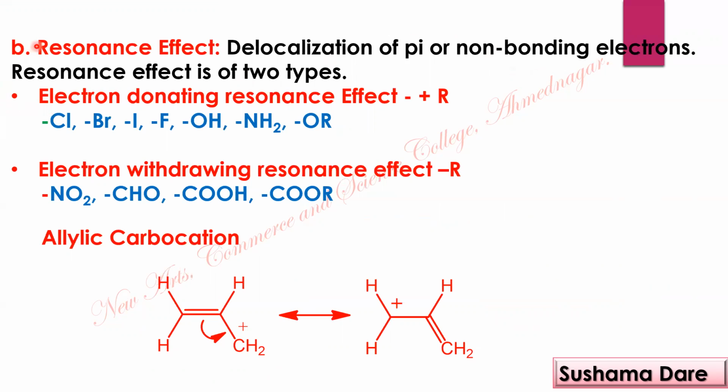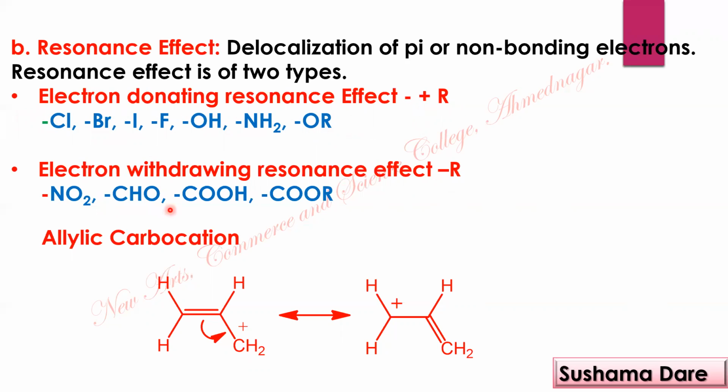Now the second factor is resonance effect. In resonance effect, there is delocalization of pi or non-bonding electrons. Again, the resonance effect is of two types: electron donating resonance effect, and electron withdrawing resonance effect, that is minus R. So if chloro, bromo, fluoro, iodo, hydroxy, amino, alkoxy groups are attached to the conjugated system, then this group shows electron donating resonance effect.